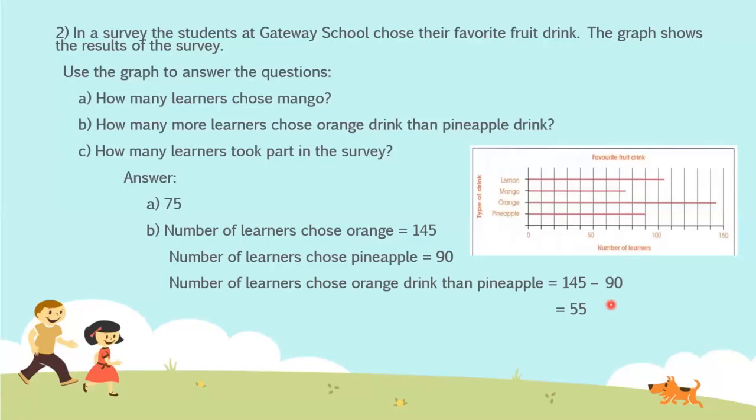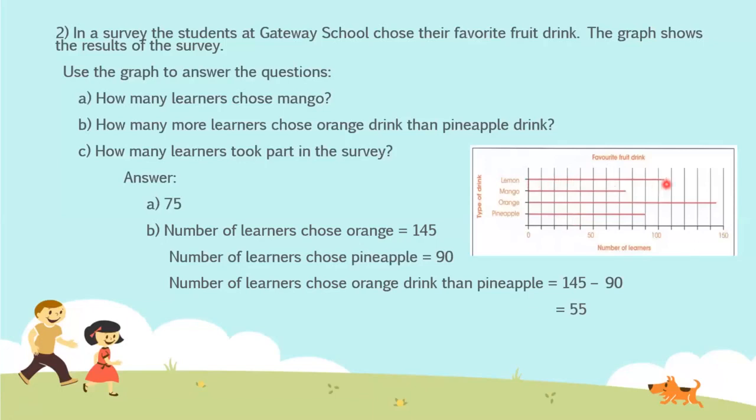C part, how many learners took part in the survey? How many learners took part in the survey means we need to find the total number of learners who took part in the survey. For that, we need to find out how many learners chose lemon, how many chose mango, how many chose orange, and how many chose pineapple. After that, sum up all the numbers, and you will get the number of learners who took part in the survey. So that is, yes, concentrate on lemon.